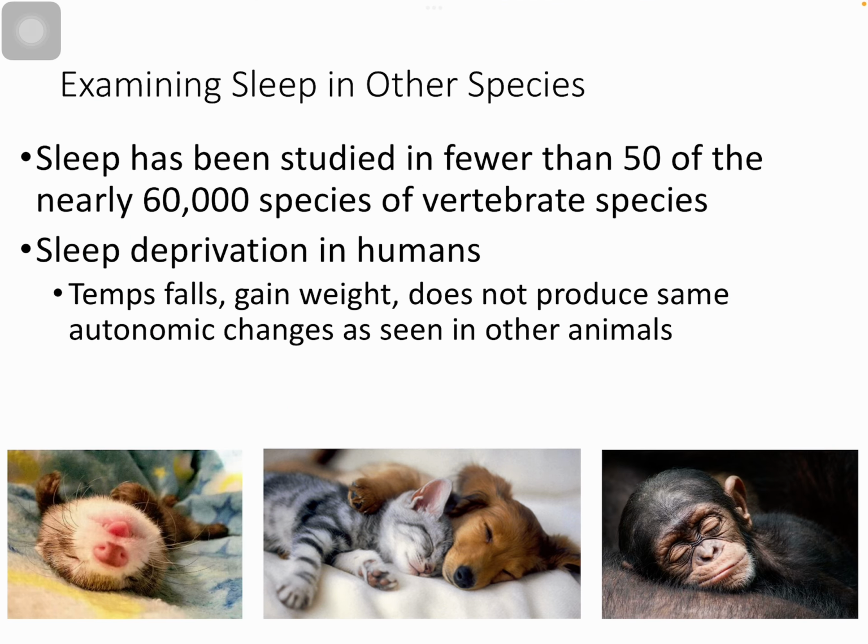Now, when looking at sleep in other species, okay, we have very, very few studies of sleep in different animals. So we have over 60,000 species of vertebrate species, but sleep has only been studied in fewer than 50 of these species. And so we know very, very little about sleep in animals, and that's just because we just haven't done an exhaustive review, okay? We know that sleep deprivation in humans, so depriving a human of sleep, looks different than other species, okay?